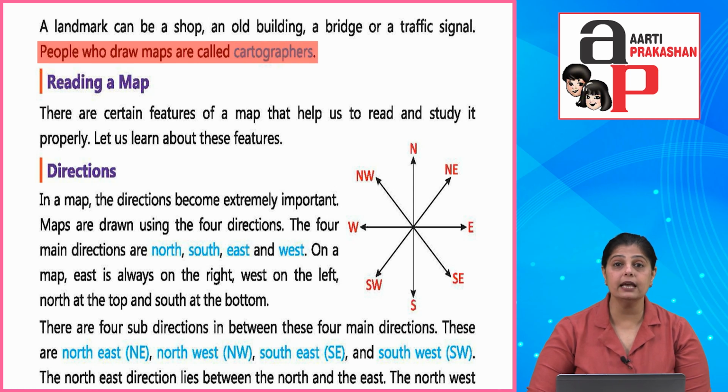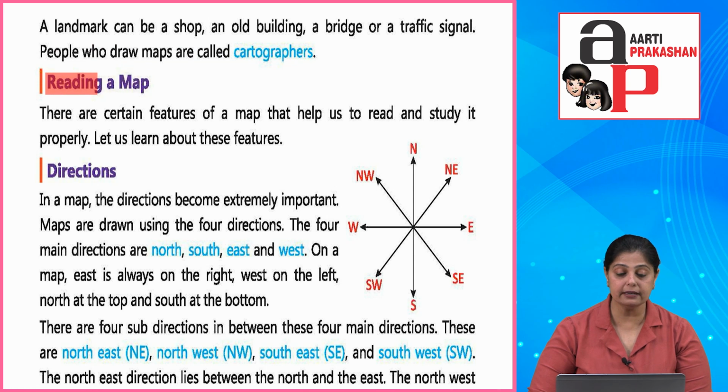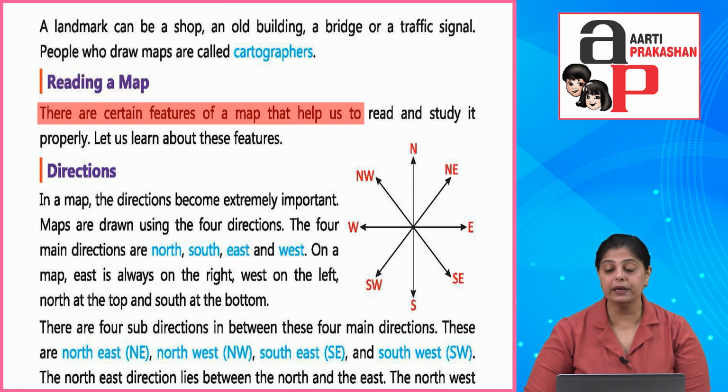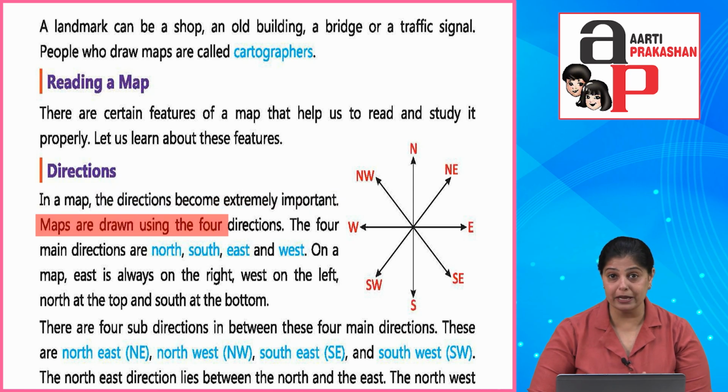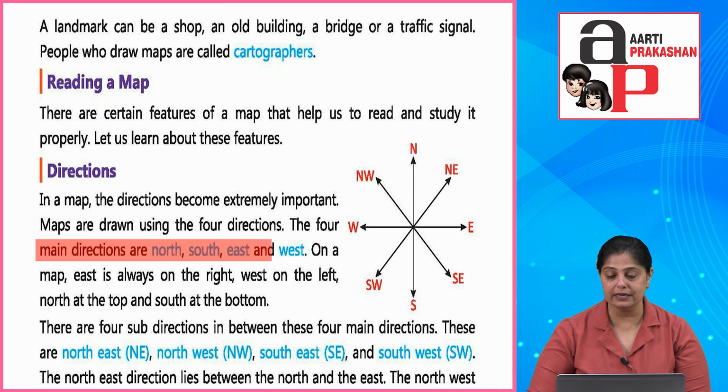Okay, now let's see how to read a map. Reading a map. There are certain features of a map that help us to read and study it properly. Let us learn about these features. Directions. In a map, the directions become extremely important. Maps are drawn using four major directions. Okay, the four main directions are north, south, east and west.